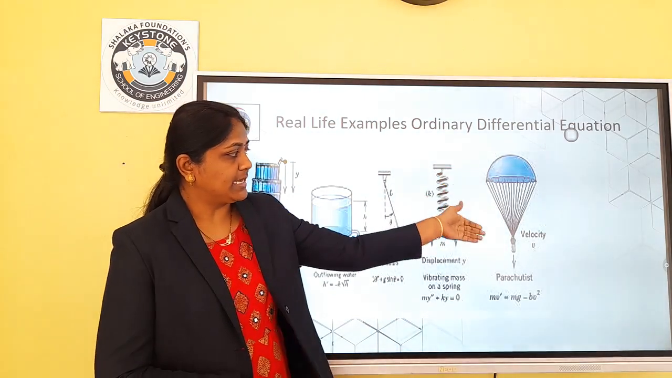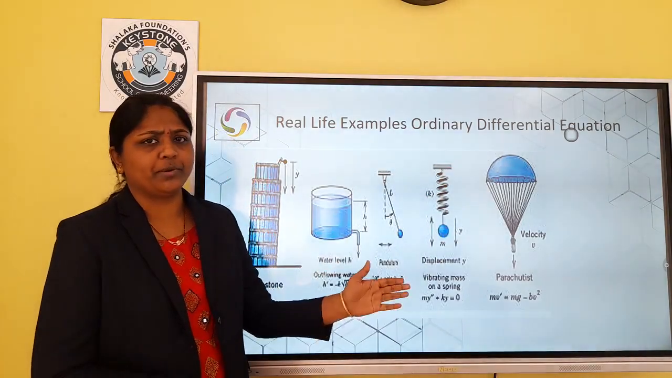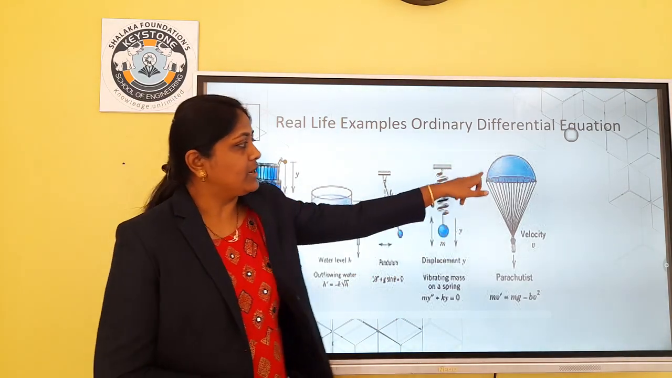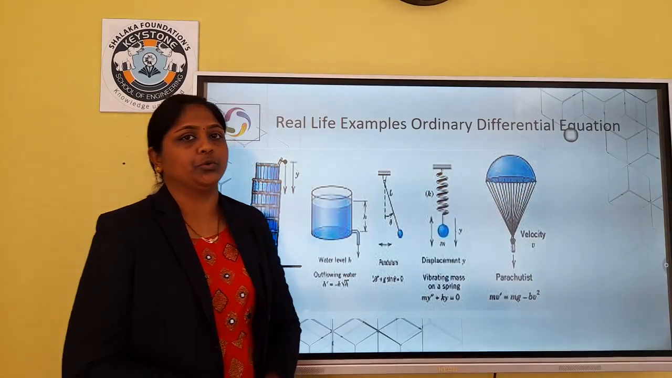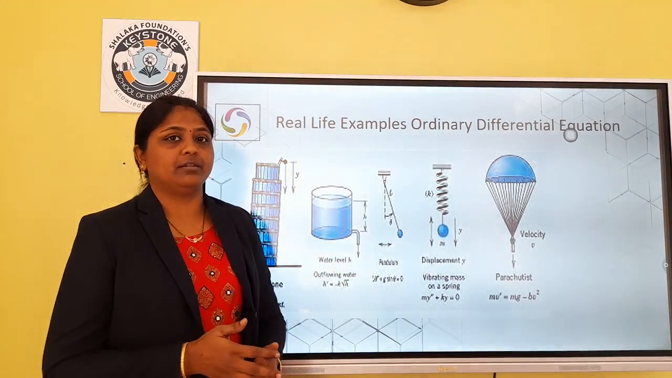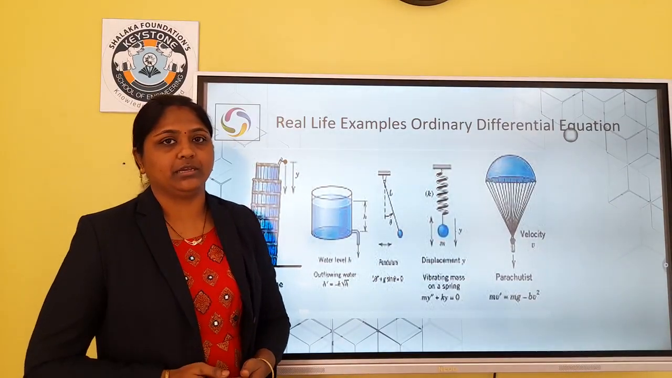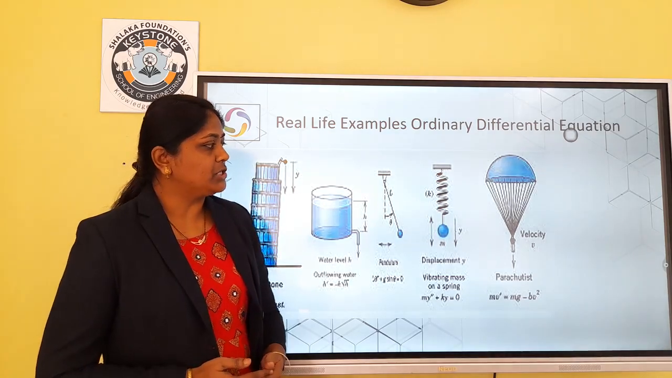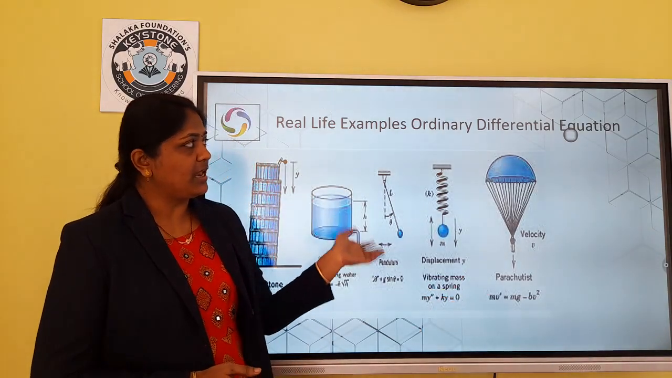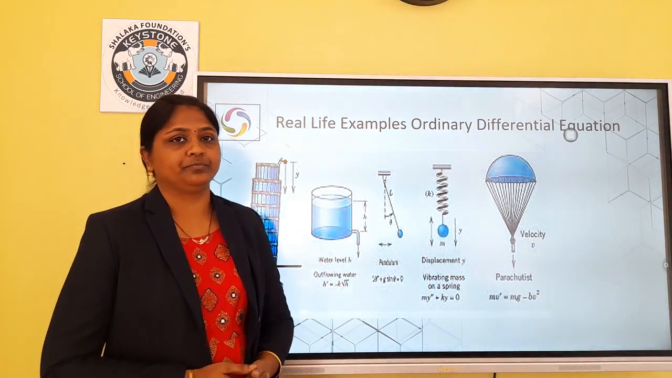Suppose the next example is of a parachute. This is a complex structure. This is not as easy as the falling stone, right? The air is acting on the parachute. So what does the parachute do? The parachute restricts the falling object from falling very quickly. So we can model the equation of a parachute by using the differential equation. So these are the real life examples of differential equation.